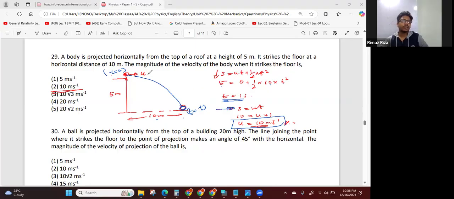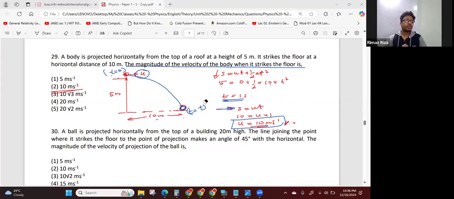We don't have to find that. They're asking for the magnitude of the velocity of the body when it strikes the floor. Sorry, I read the question wrong. I thought we wanted to find this u, but the question asks for the magnitude of the velocity when it strikes the floor. So I want to find this v. That's why we have to read the question carefully. It's my mistake.